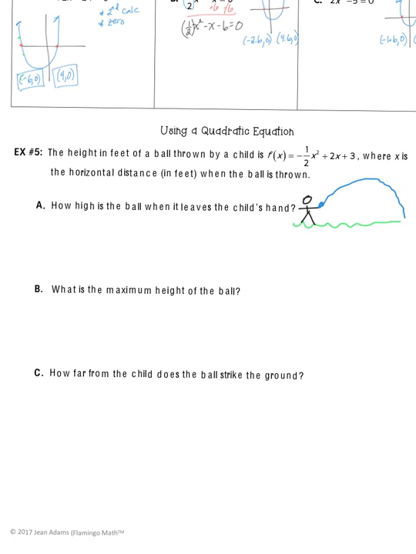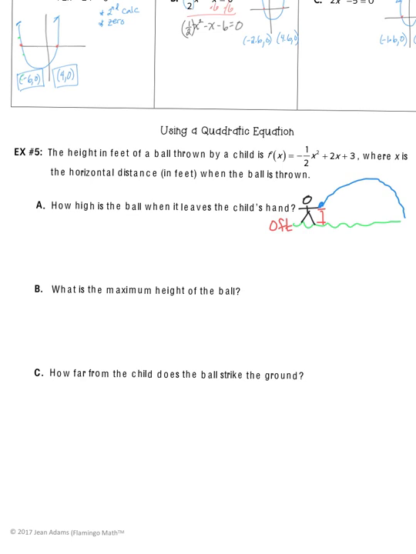So how high is the ball when it leaves the child's hand? This right here is not at the ground. Ground here would be 0. So if that ground is 0, this is 0 feet right here. We have to figure out the height from here to here because they haven't said, oh, the child's hand is 4 feet from the ground. So you have to figure that out.